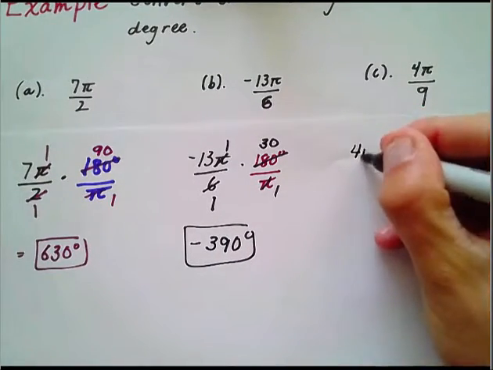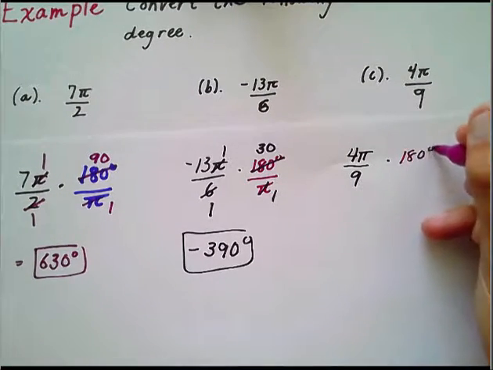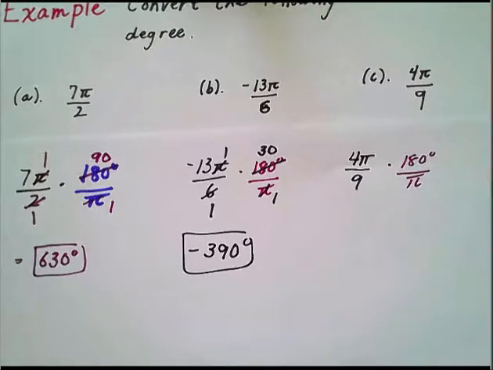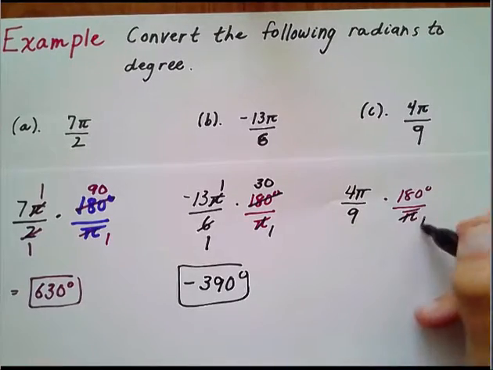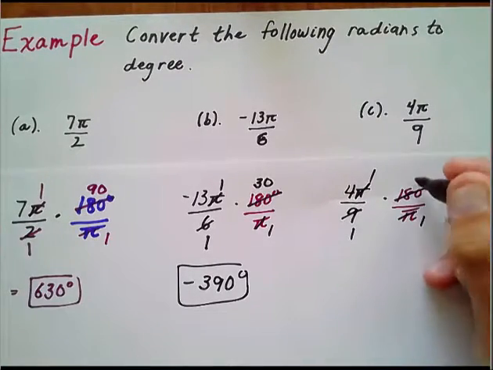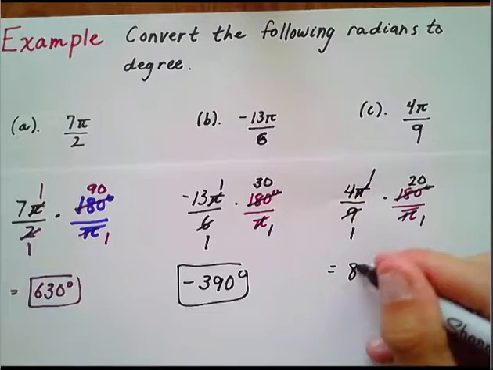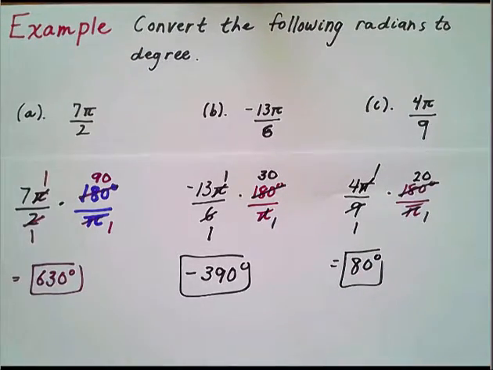And our last example, 4 pi over 9. You're going to multiply that by 180 degrees over pi again. Same thing every single time when I'm converting from radians to degrees. So pi's become 1. 9 goes into itself once. 9 goes into 180 degrees 20 times. 20 times 4 is 80 degrees. So 4 pi over 9 is 80 degrees.